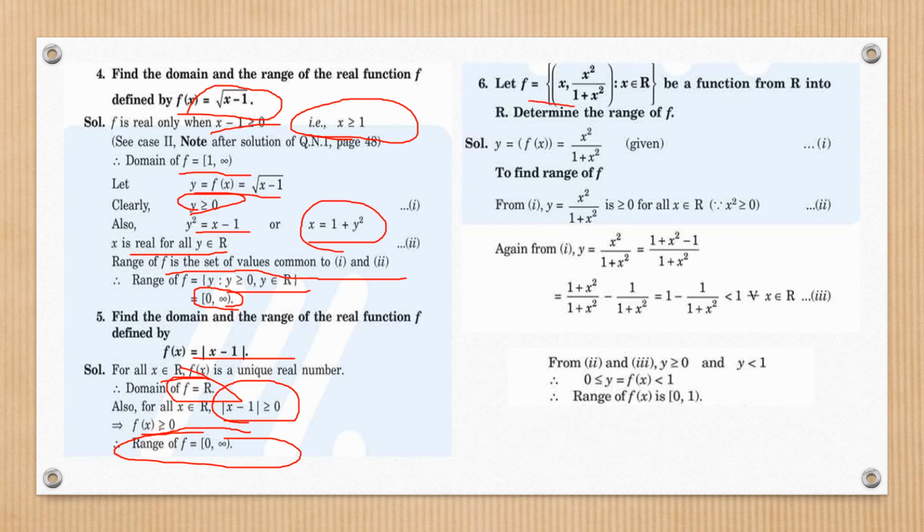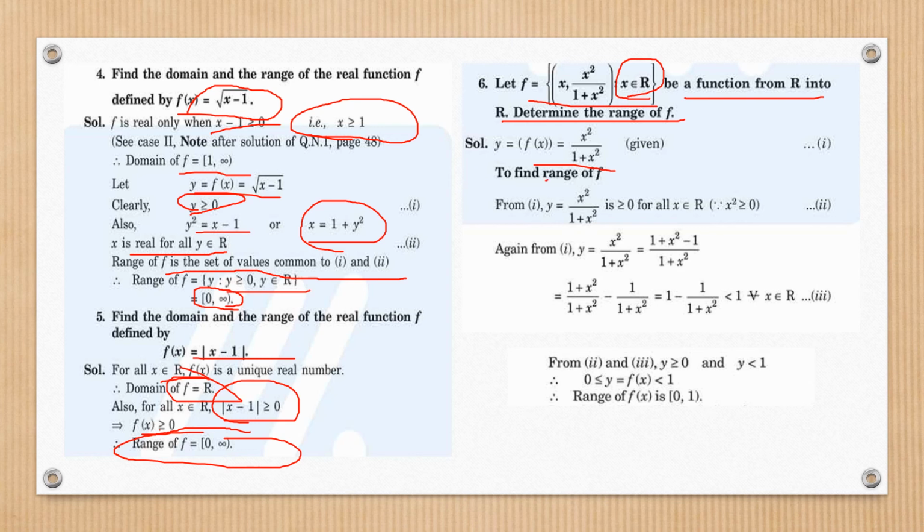Number 6: f(x) is x square upon 1 plus x square, x belongs to R, be a function from R to R. Determine the range. The domain is given already, so f(x) equals x square upon 1 plus x square. Now to find the range, we need to convert it in terms of x values. Or there is one other way also. Let us check it out.